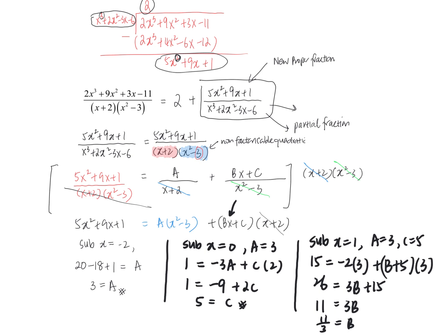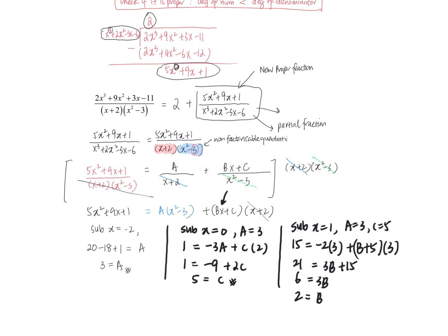No, mine is 2. Okay, wait. Did I calculate something wrongly? 11, 14, 15. There's a mistake. Yeah, where's the mistake? That's the question you need to ask. b plus 5, 3. Minus 6, oh, it's 21, right? It's 21. Okay, so that gives me a 6. So b is 2.